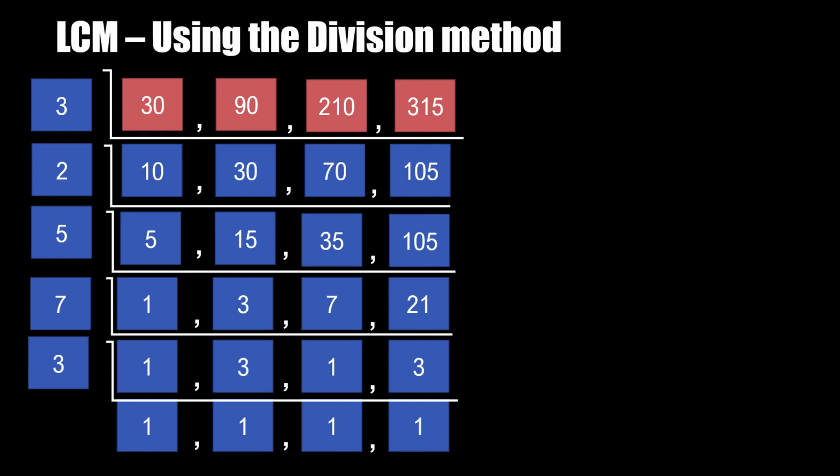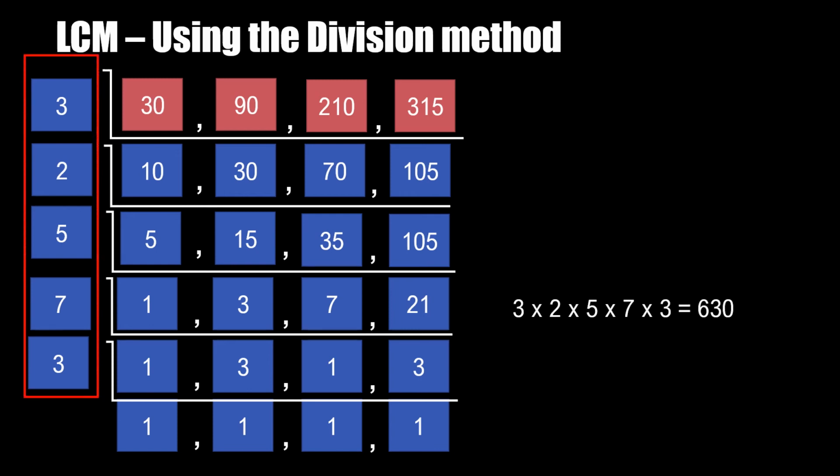So what is the LCM of all the four numbers? We multiply all the numbers that we have divided the four numbers by and we get the LCM as 630.